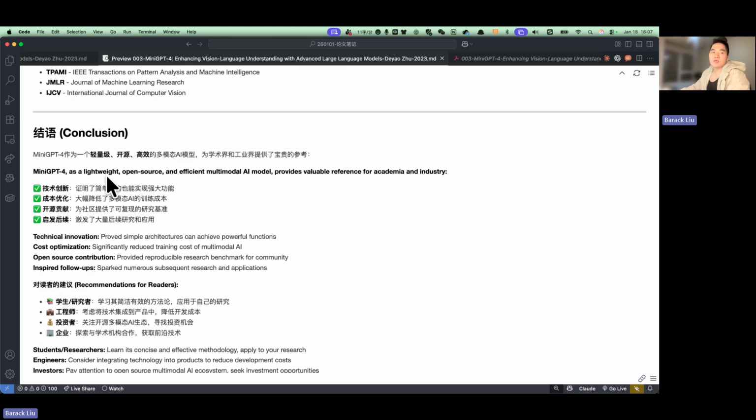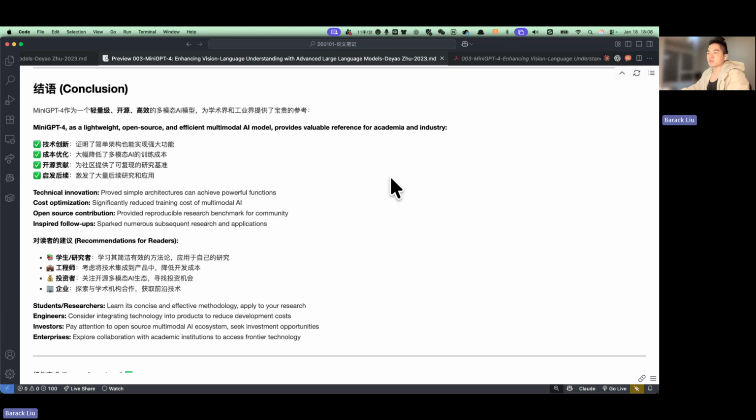So conclusion: MiniGPT-4, as a lightweight, open source and efficient multimodal AI model, provides valuable reference for academia and industry. Good, good, good.